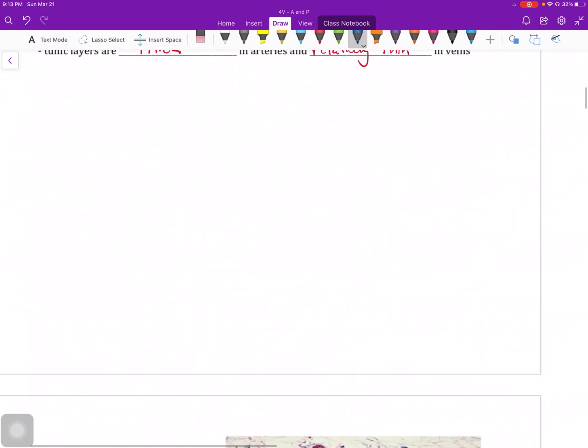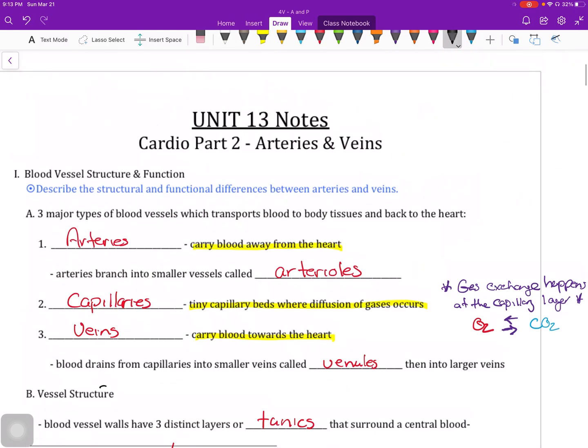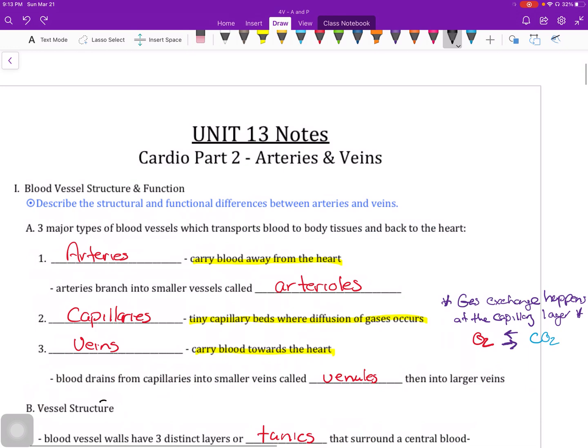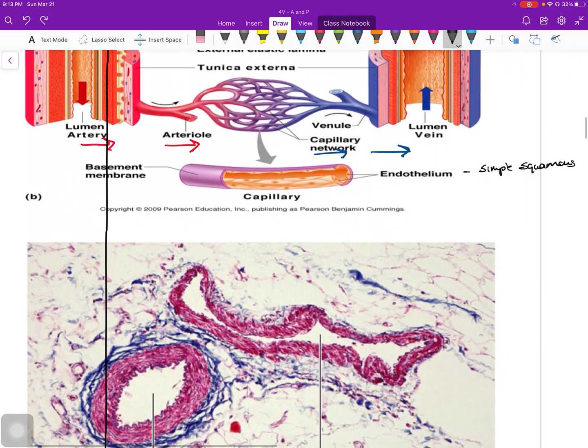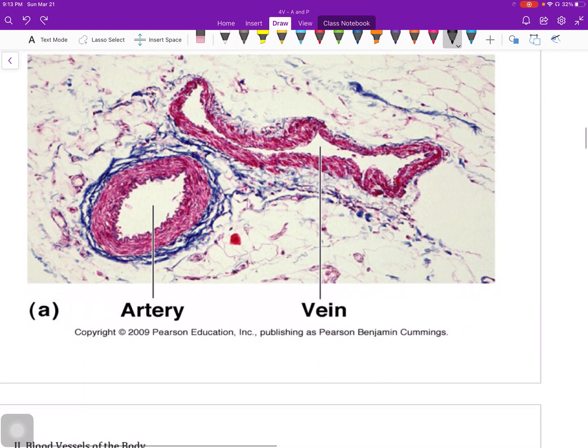So let's just go ahead and make a note of that. Sorry to drop that away, guys. We're going to say thicker wall. This is jumping around an awful lot. All right, let's see if we can do this again. Thicker walls, or thicker tunics, if you would say that. And over here we have larger lumens.